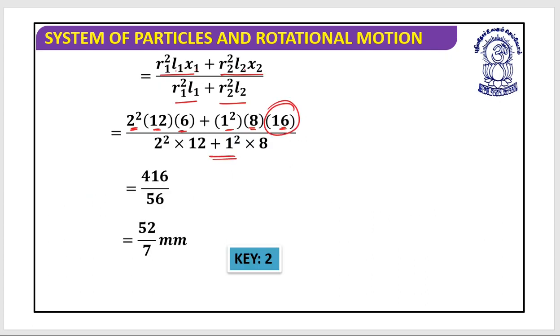Divided by r1 square l1 plus r2 square l2. If I solve this, it would be 52 by 7 mm. I hope this is clear.